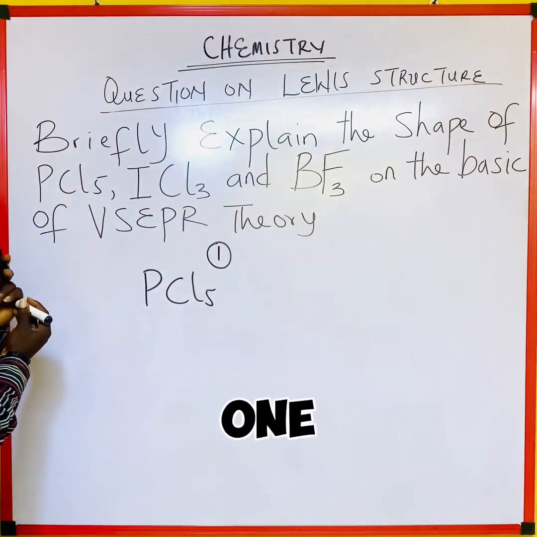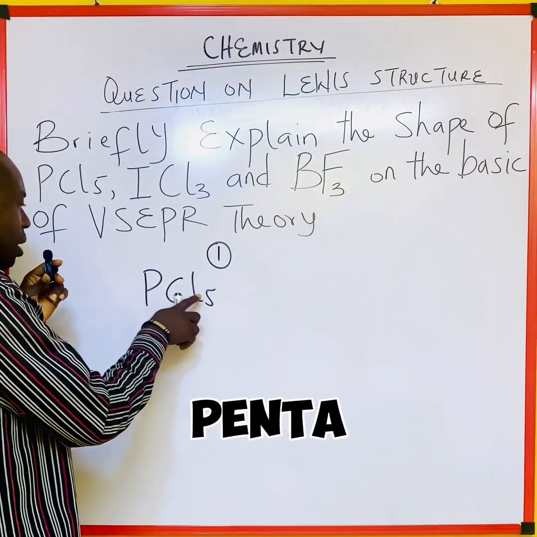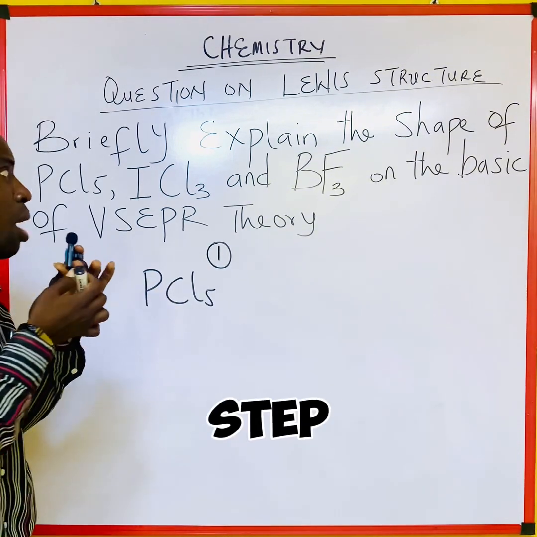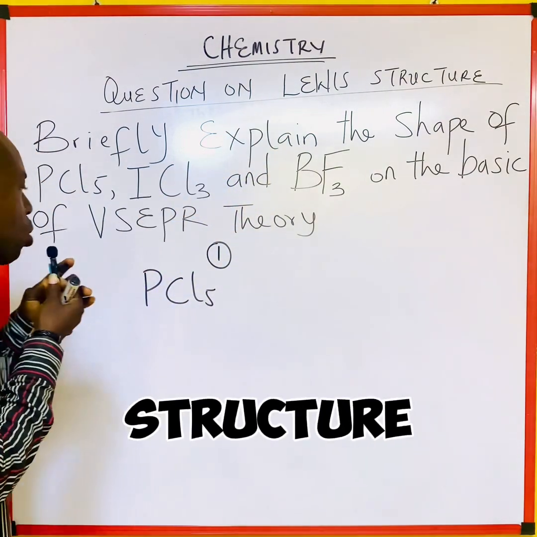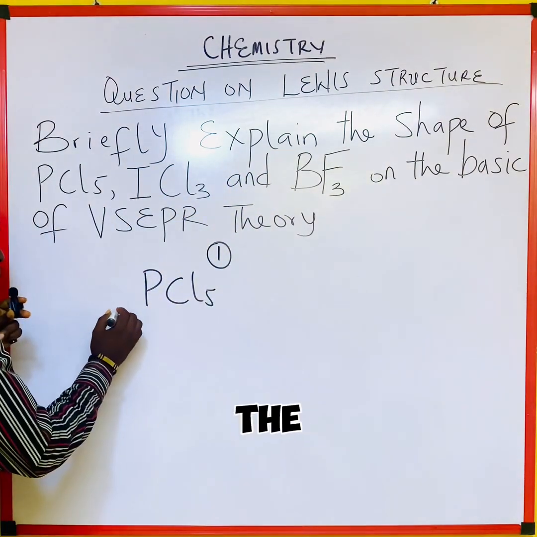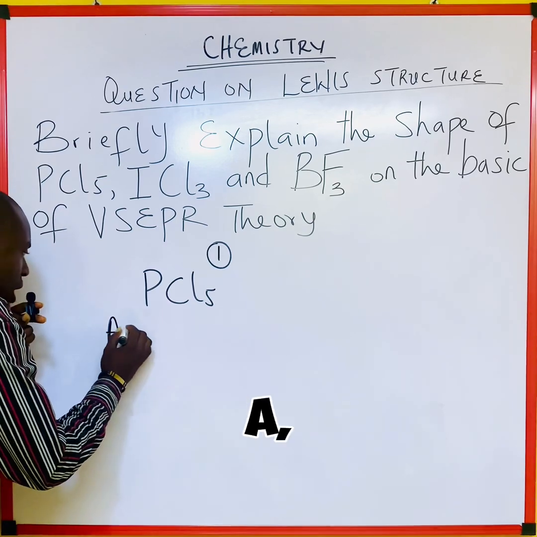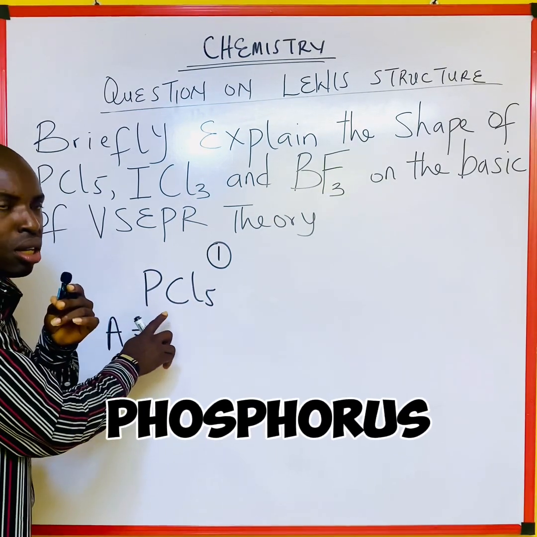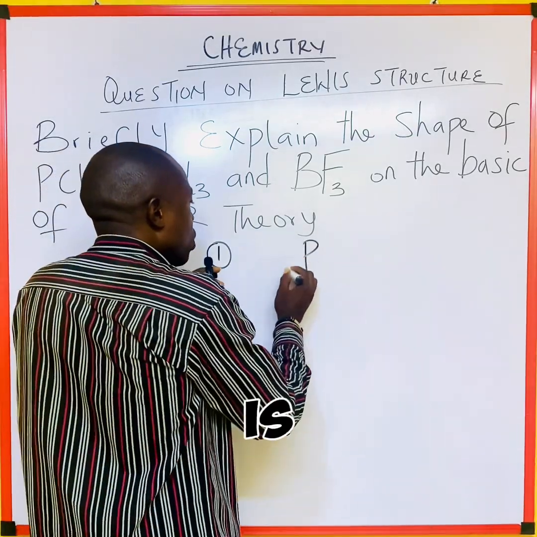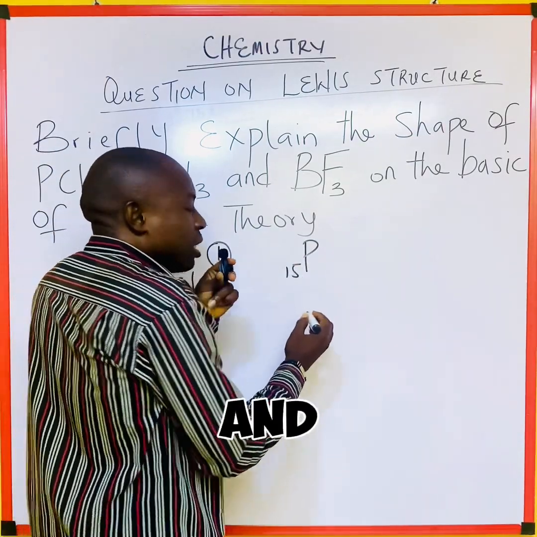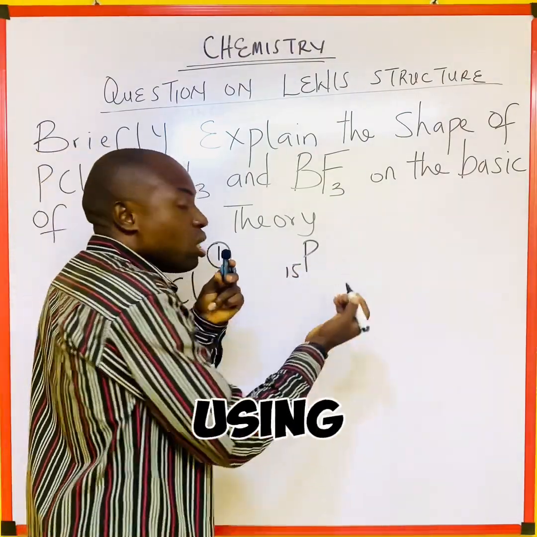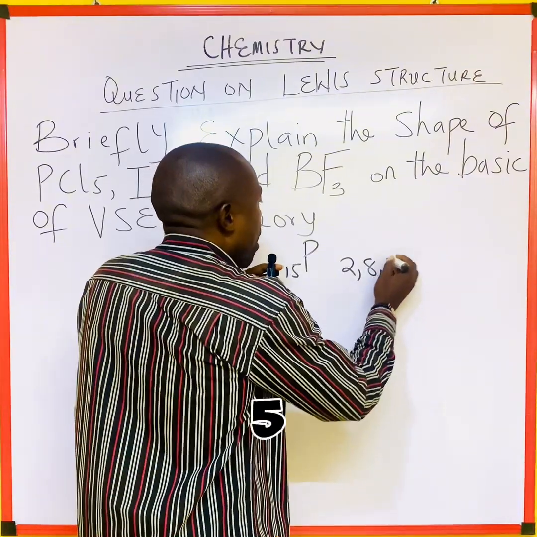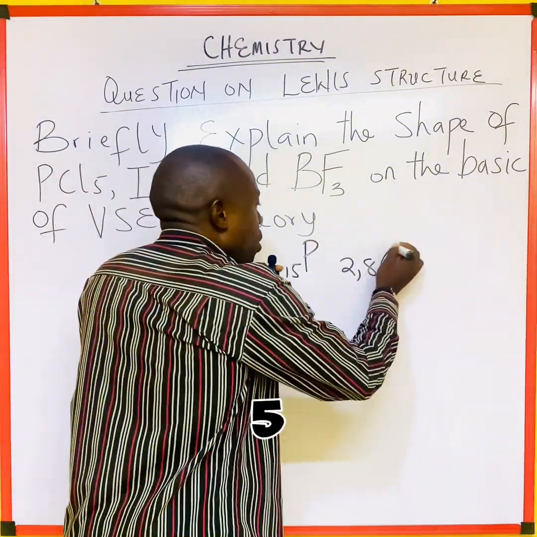We pick the first one, which is phosphorus pentachloride. Now what do we do here? Step one in drawing the Lewis structure is that you calculate the magic number. Magic number A is equal to the valence electron for phosphorus. Phosphorus is 15, and the electronic configuration using the orbit method is 2,8,5. So the valence electron here is 5, which also makes up the group.